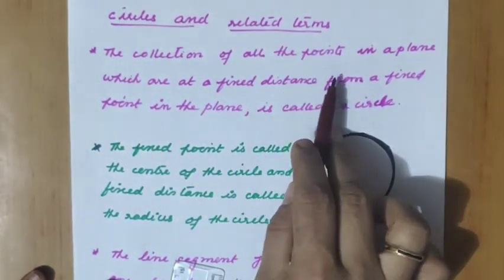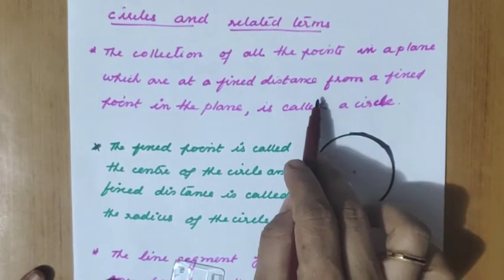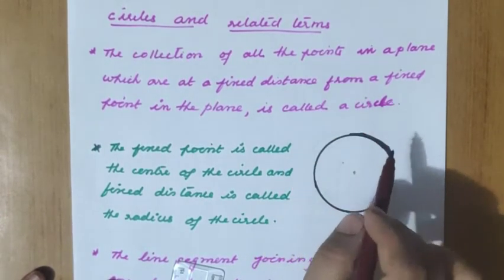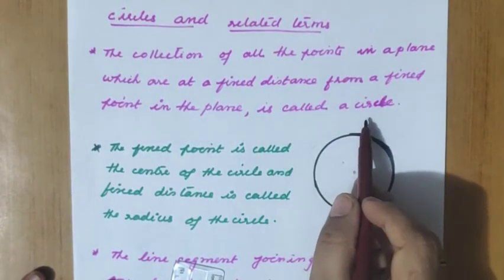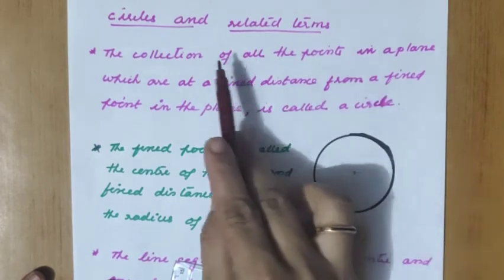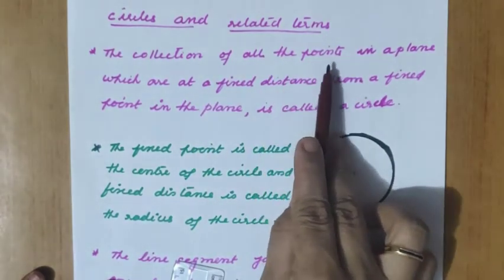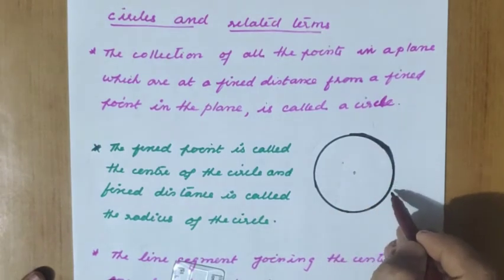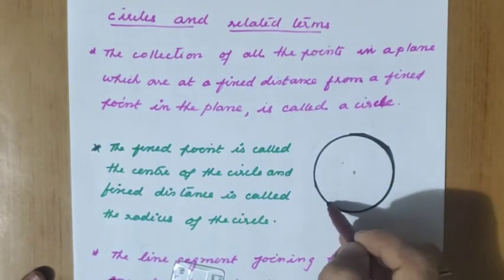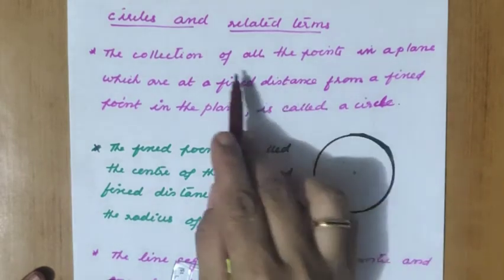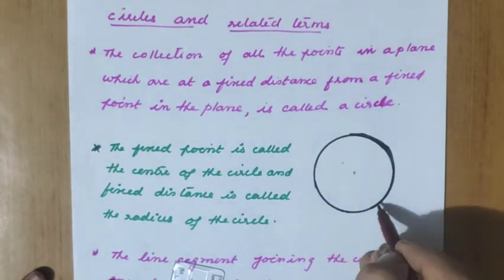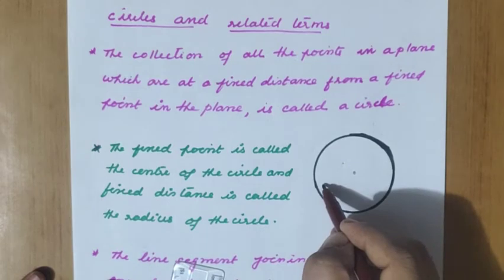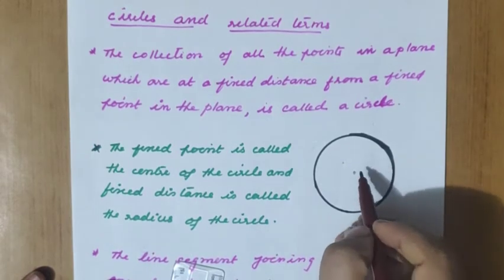The collection of all points in a plane which are at a fixed distance from a fixed point in the plane is called a circle. This is the definition of the circle. The collection of all points in a plane. So when we are taking points, you know that a circle is completed by points only. So point to point we have joined that one. The collection of all the points in a plane which are at a fixed distance from a fixed point.